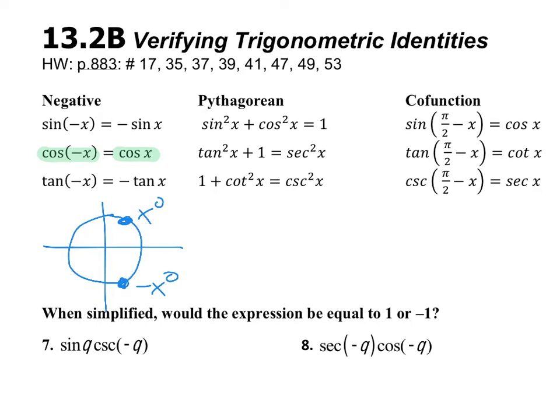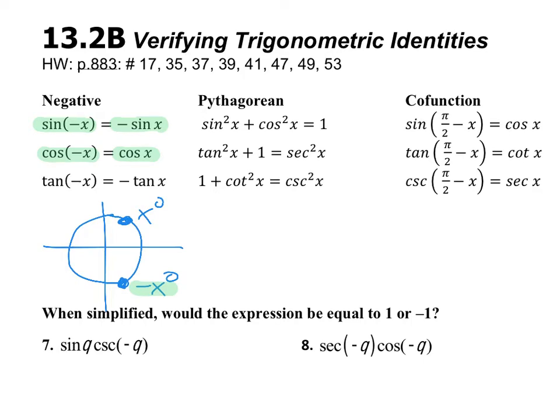Okay, now let's compare their y-coordinates. Well, in quadrant 1, your y-coordinate is positive, but in quadrant 4, your y-coordinate is negative. So the y-coordinate of the negative angle does not equal the y-coordinate of this angle. It equals the opposite. And then the tangent will also be opposite.